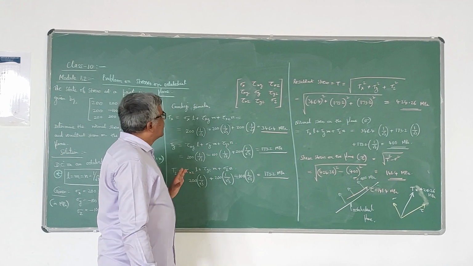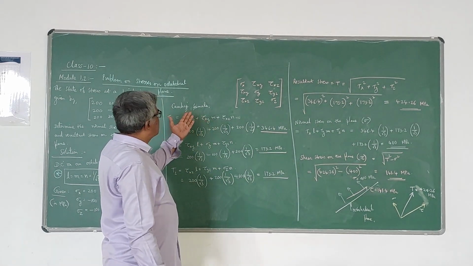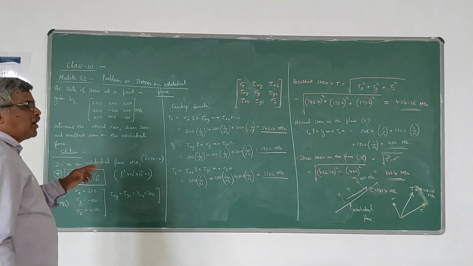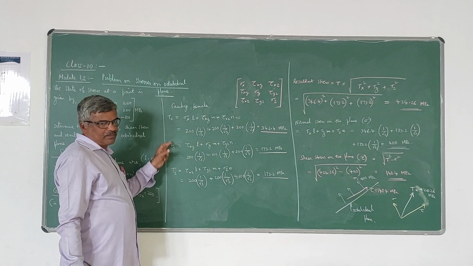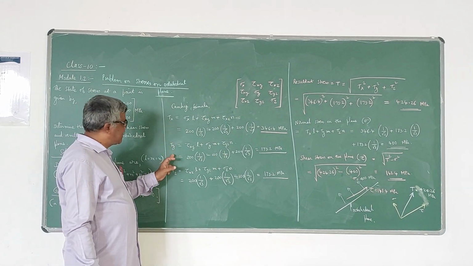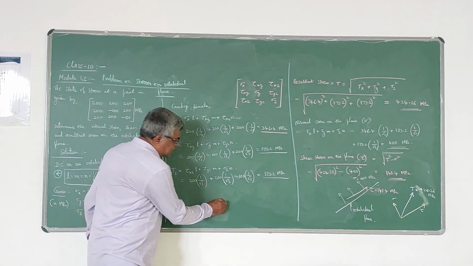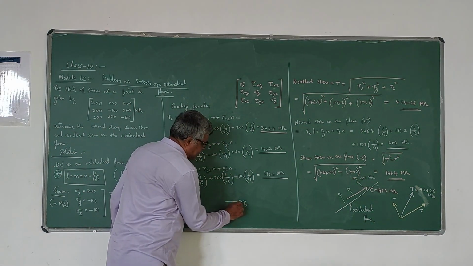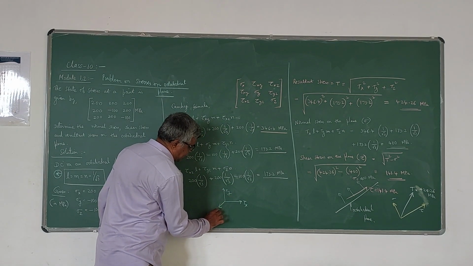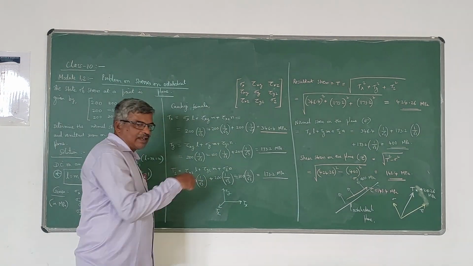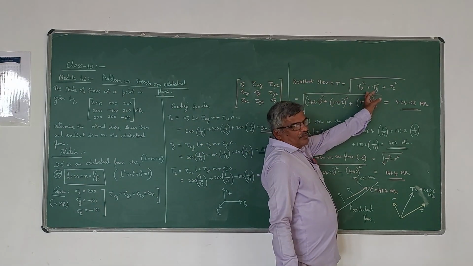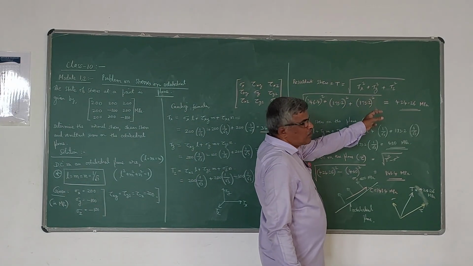So here, by using Cauchy's formulae, which I had explained in the last class also, we first have to find the three components of stresses on the plane. Those are given by Tx, Ty, Tz. Tx is the component acting in the x direction, Ty is the component acting in the y direction, and Tz is the component acting in the z direction. Once you get these three stress components, the resultant stress can be found using this formula: root of Tx square plus Ty square plus Tz square.